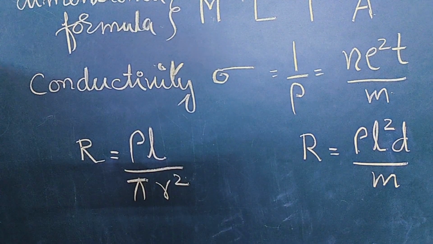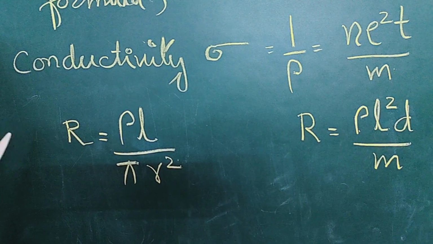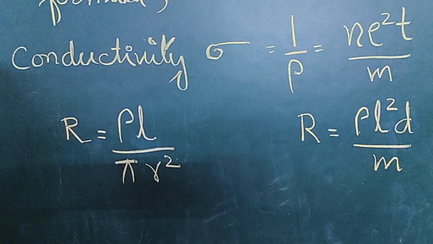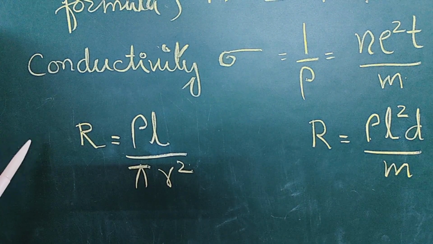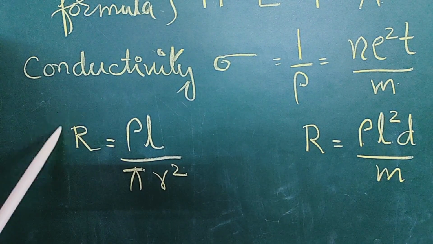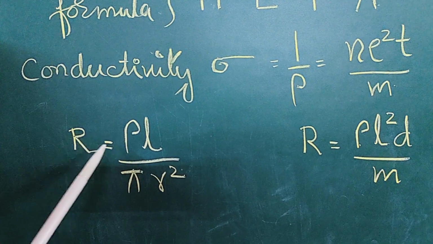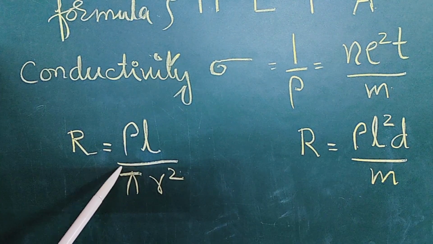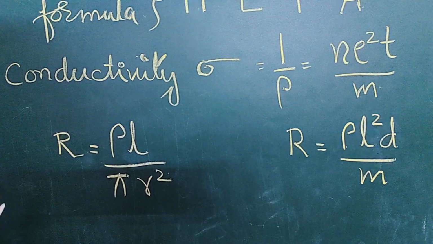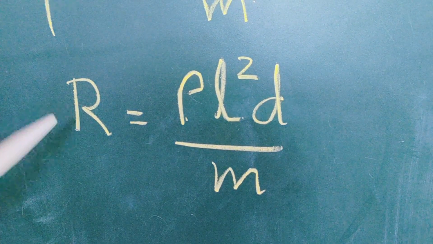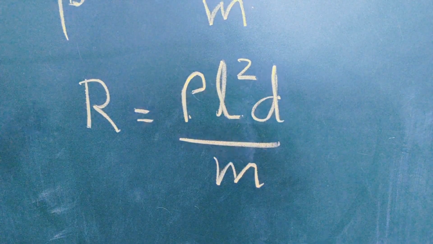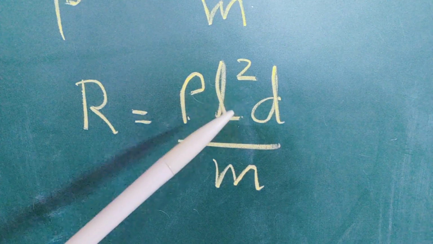Now, what are the different formulae to calculate the resistance according to the data given in the problems? Here you see, first one, if the resistance material is of cylindrical form, we are going to use this formula. R is equal to rho L by pi r square if the resistance wire is cylindrical. Now the resistance can also be calculated using this formula when mass, volume and density are given. Now R is equal to rho L square by D by M.